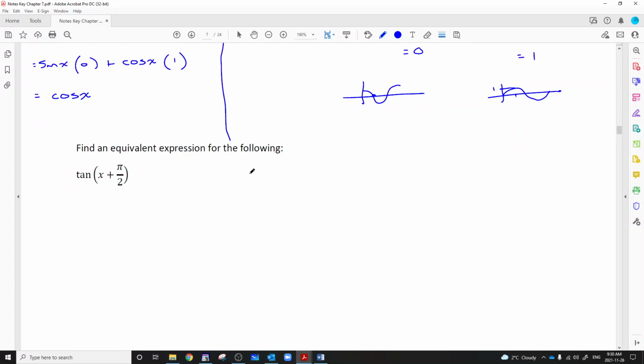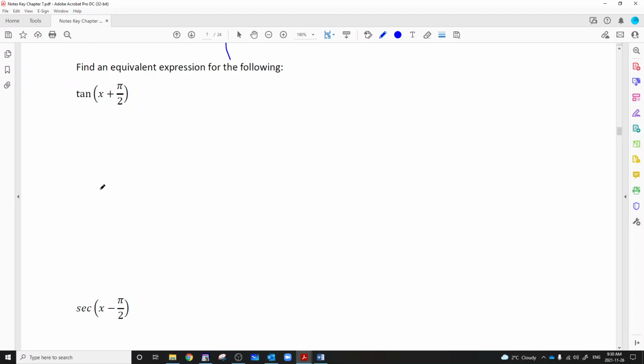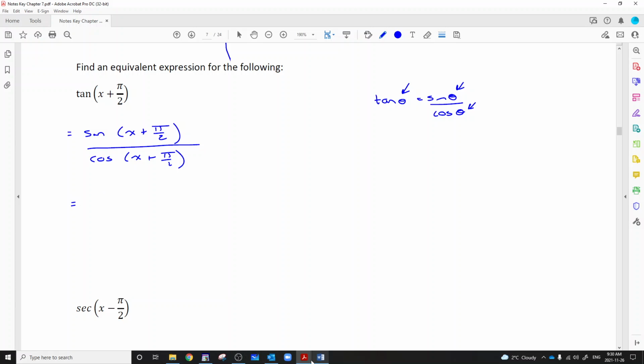So now we can use them. The first thing we're going to do is evaluate or find an equivalent expression to tan of x plus pi by 2. Now tan is not one of my cofunction identities. It's only sines and cosines. So what I want to do is try to change tan into sines and cosines. I know that tan of any angle is equal to the sine of that angle divided by the cos of that angle. So whatever angle's here, you just have to put over here as well. So this would be the sine of x plus pi by 2 over the cosine of x plus pi by 2.